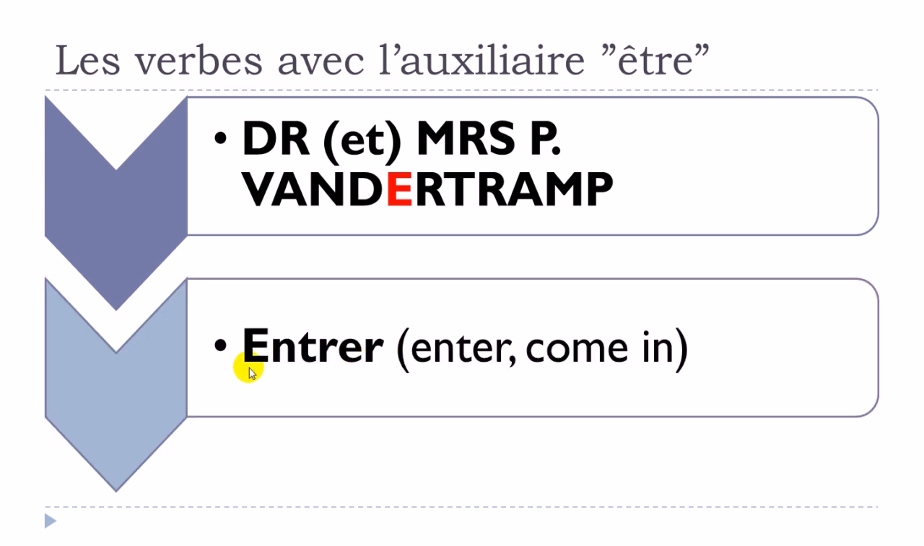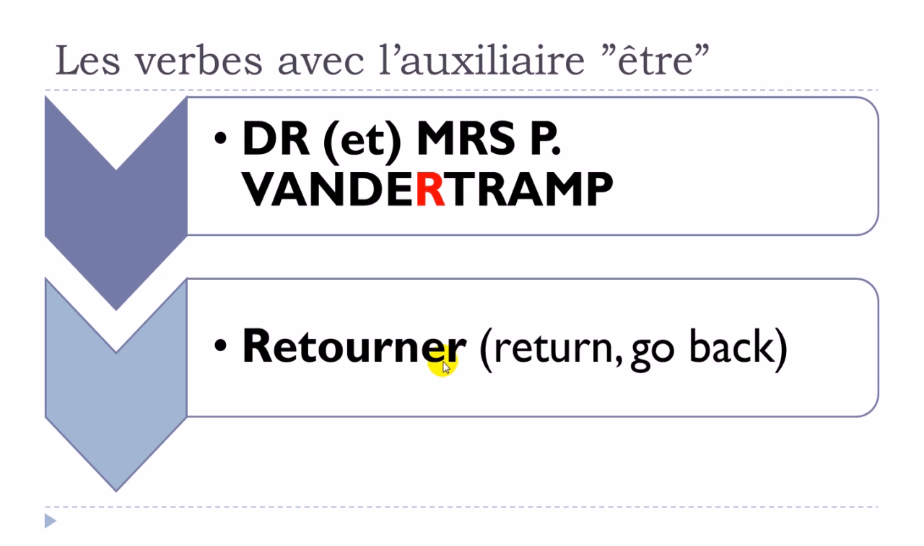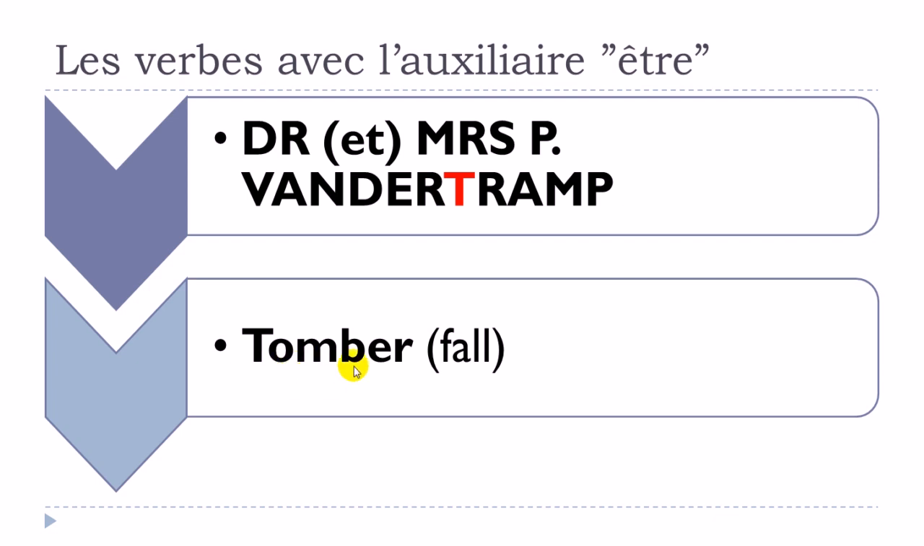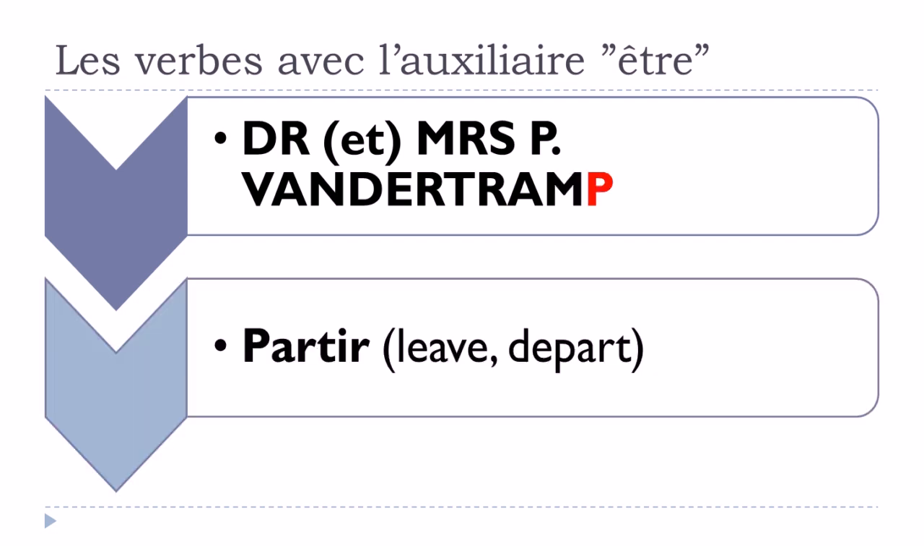E. Entrer. Entrer. Then R for retourner. Retourner. T for tomber. Tomber. R for rester. Rester. Then A for arriver. Arriver. M will be for monter. Monter. And last but not least, P will be for partir. Partir. Okay, so you have it.